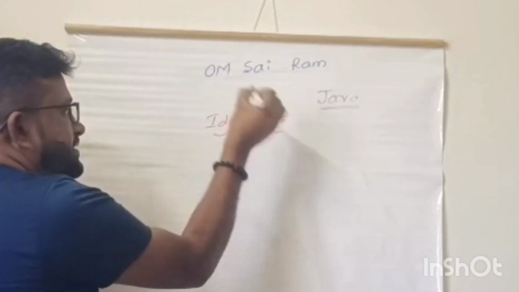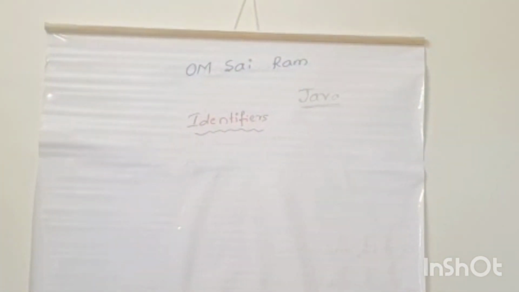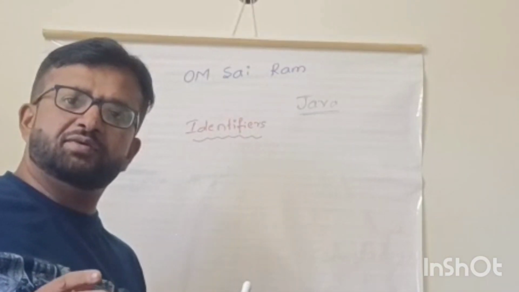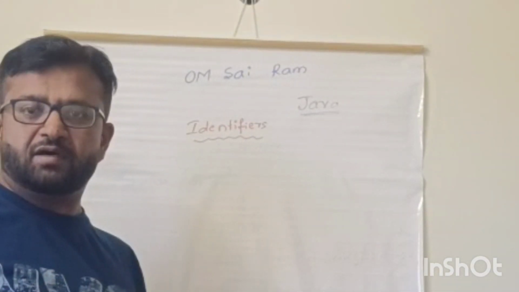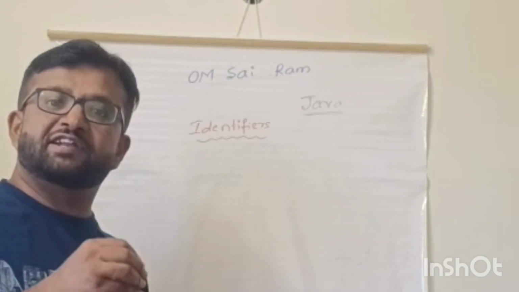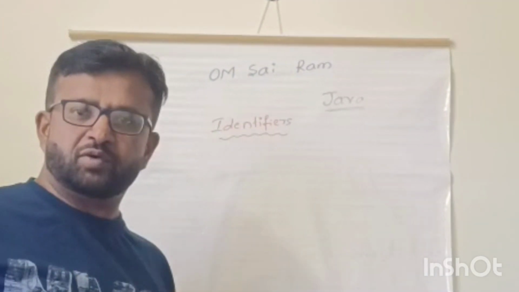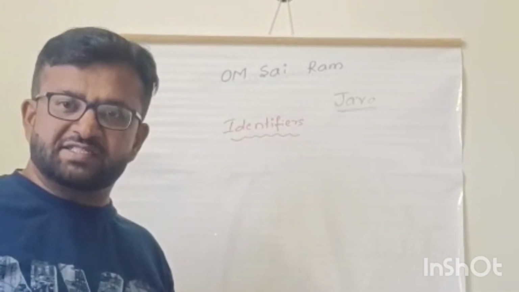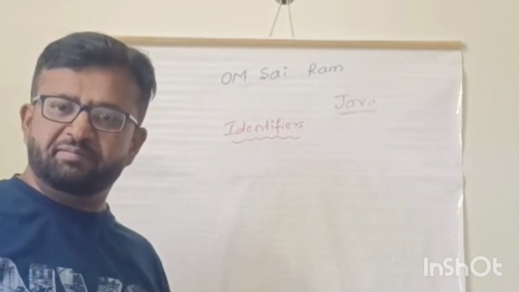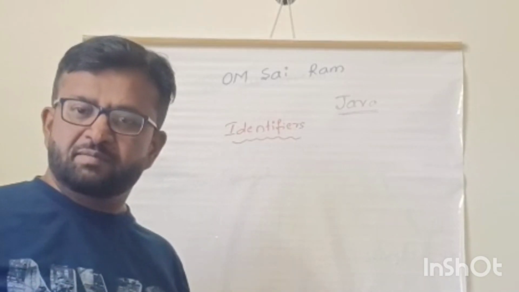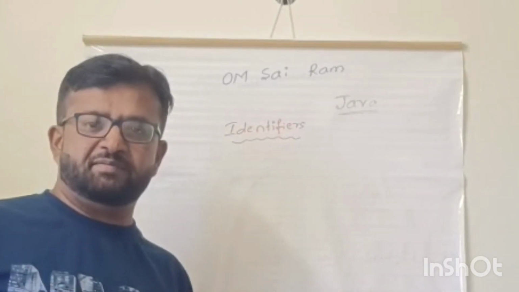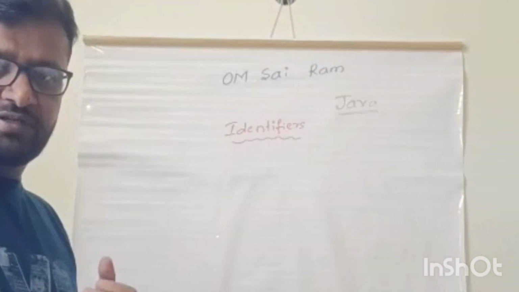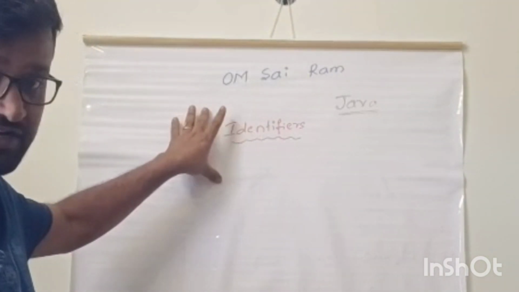What do you mean by identifiers? Identifiers is nothing but the name used in a Java program, or you can say a unique name inside the Java program. It can be a class name, a variable name, a method name, a package name or an interface name. Those are called identifiers. I will take one example, then you can easily understand what exactly identifiers are.